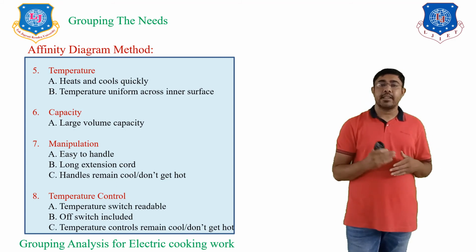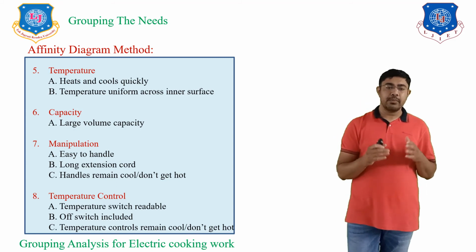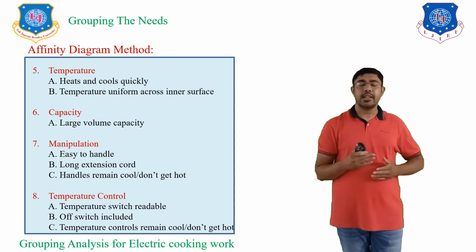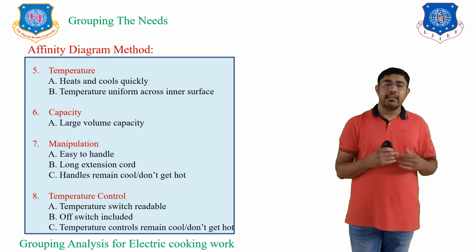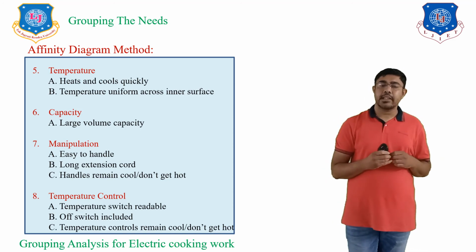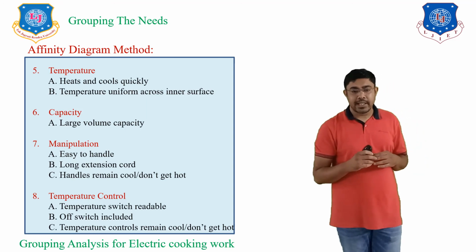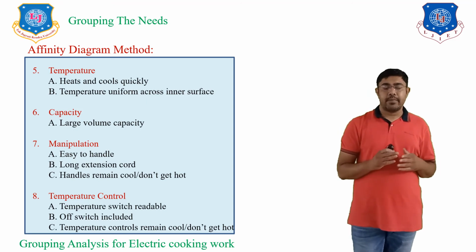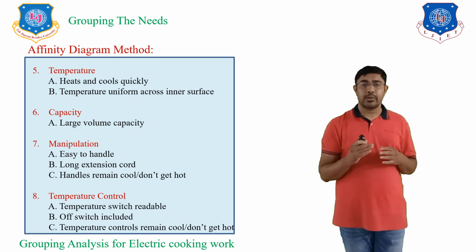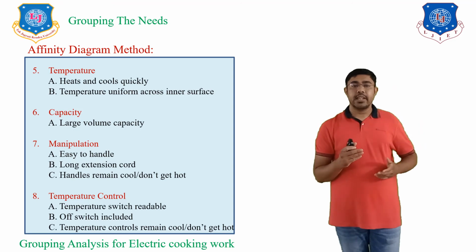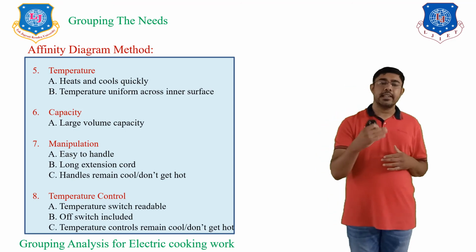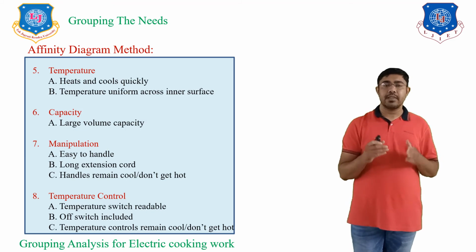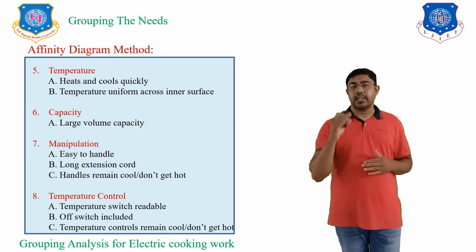The eighth criterion is temperature control. Based on temperature control, from the customer's interpreted needs there are three needs relevant to this criterion. First is temperature switch reliable. Second is off switch is included. And third is temperature control remains cold, so it doesn't get hot. These three interpreted needs are relevant to temperature control, so we affix them on the large board in column eight.